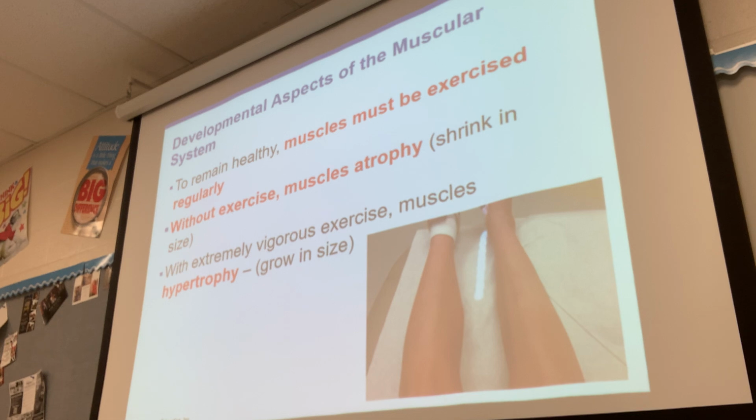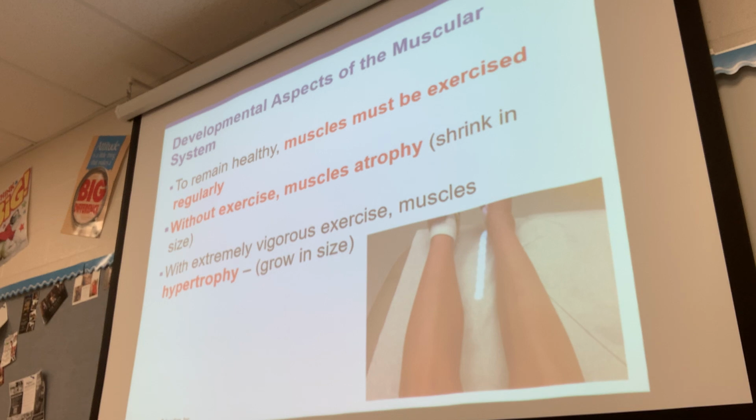Atrophy is something that we see happen a lot in astronauts. When they go out into space, they don't have gravity working against them, so their bodies lose a lot of muscle mass, and they atrophy. When they come back to Earth, they are usually pretty weak and it takes a while for their muscles to build back their strength.